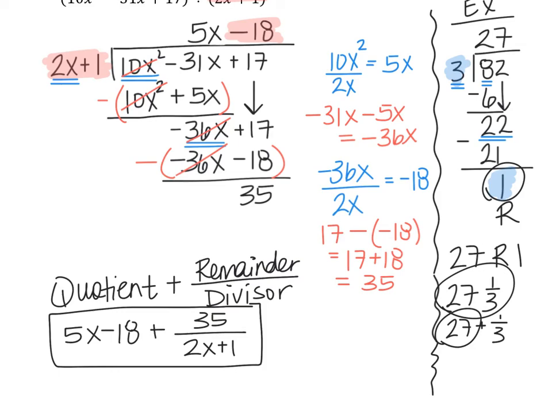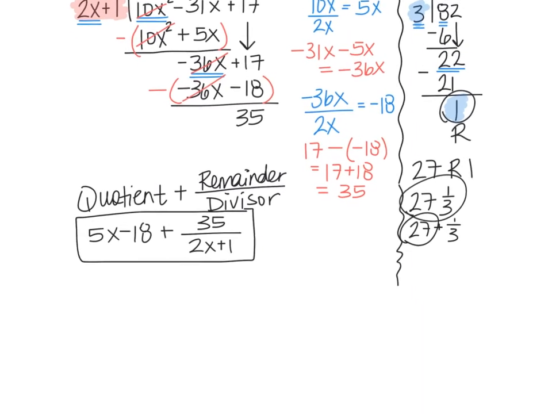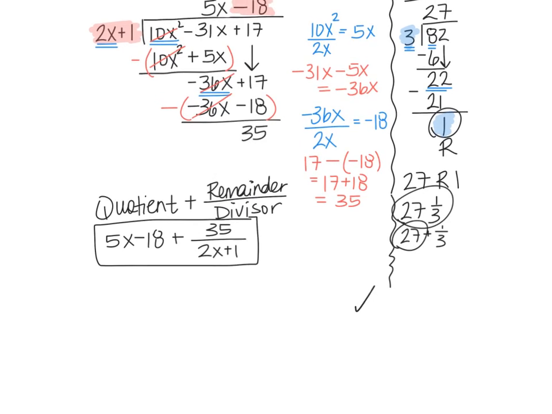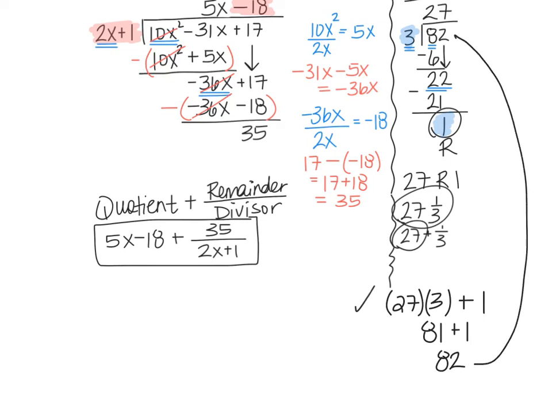Now, if you are interested in checking your answer, let me just show you how we could do a quick check. So let me start with the check on the right-hand side here with our whole numbers. If we were checking our answer of 27 and 1/3, we would multiply 27 times 3, and then we would add back the remainder of 1. So in this case, 27 times 3 is 81, and 81 plus 1 is 82. And that was exactly what we were dividing into. That's called your dividend. We ended up with 82.